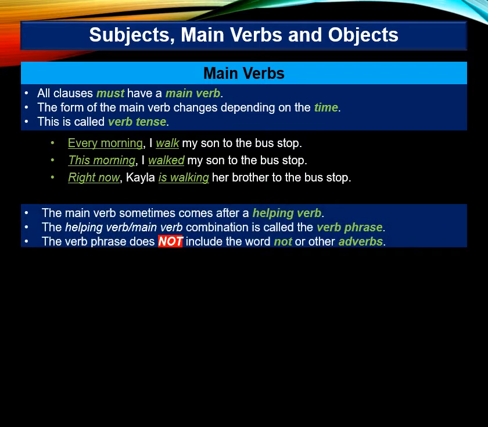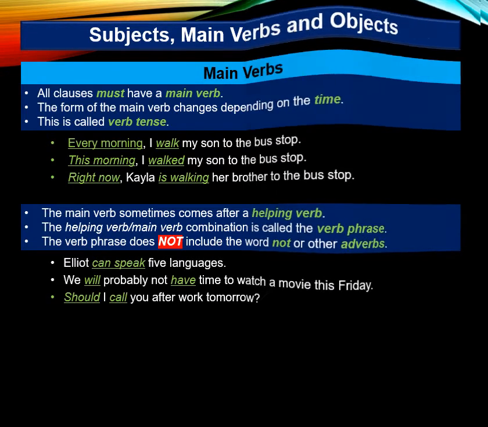The main verb sometimes comes after a helping verb. The helping verb and main verb combination is called the verb phrase. The verb phrase does not include the word not or other adverbs.